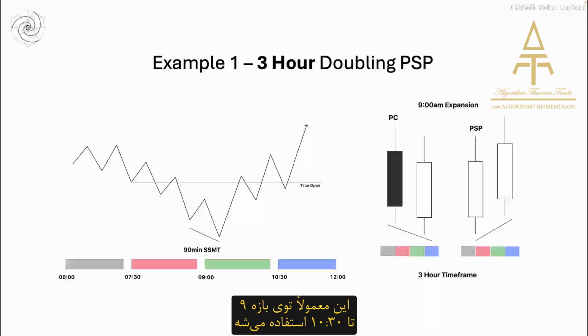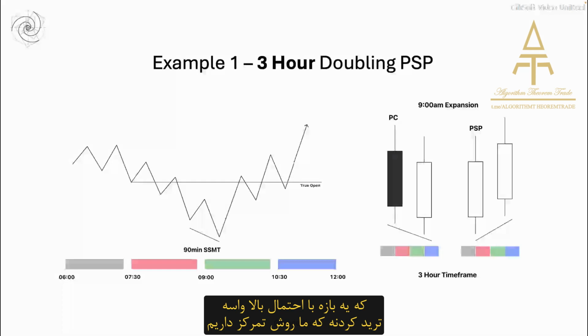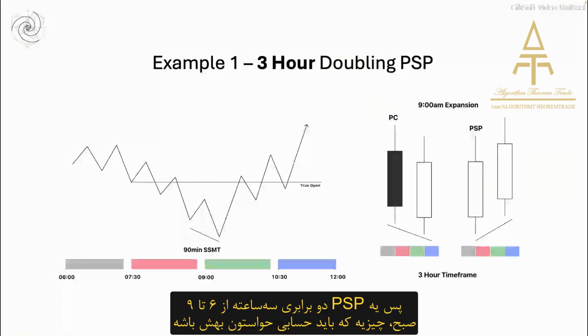So this can typically be used when trading 9 to 10:30, which is the high probability time window that we focus on. So a 3-hour doubling PSP from 6 to 9 AM is something to take note of.